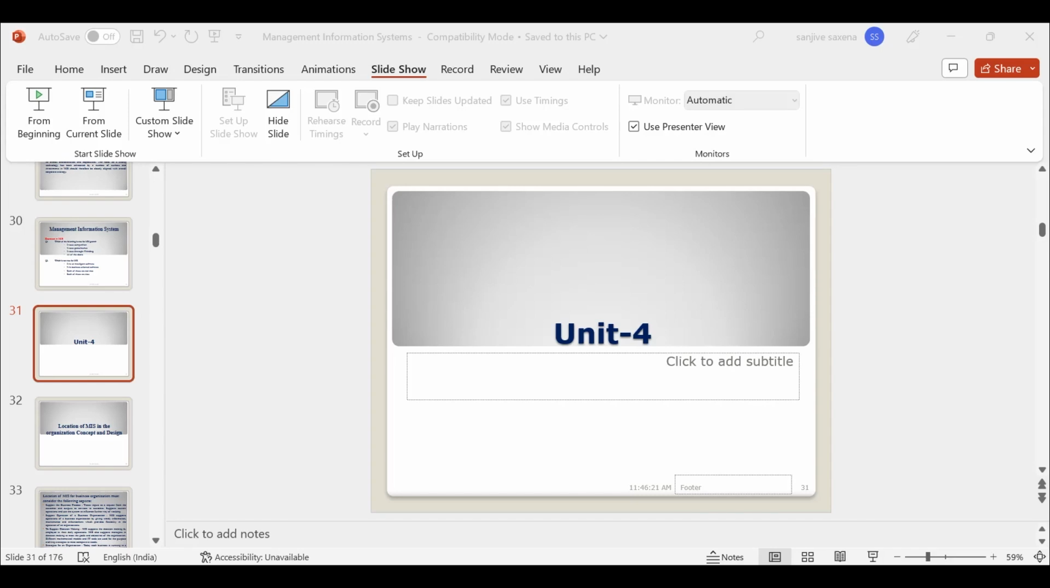So that is what we have covered with location of MIS in the organization, concept and design. Just recapping, what do we mean by organization concept? That means what exactly is MIS when we talk with reference to the organization. And design means giving shape to the basic requirement. That is the purpose of design, right?